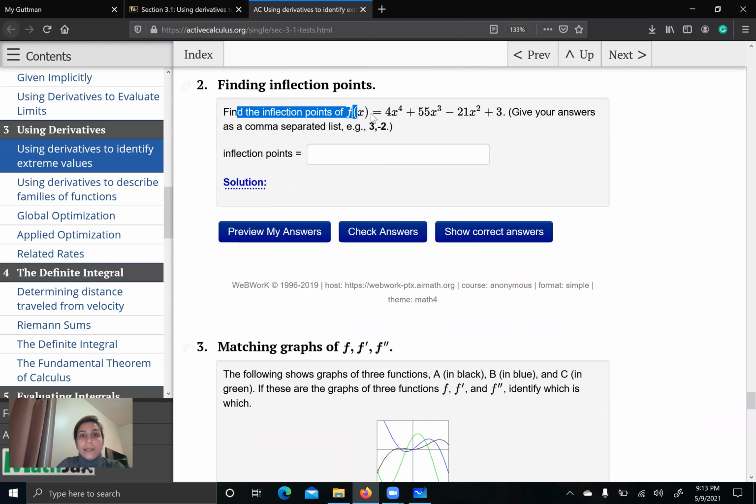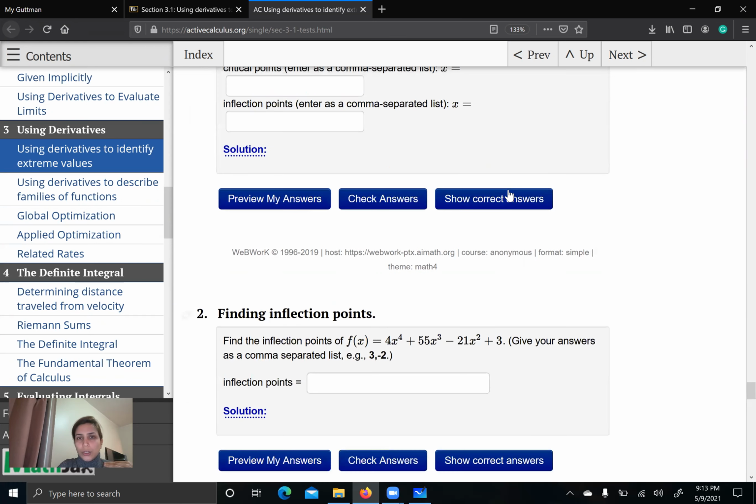So for example, find the inflection point of this. Okay, so that means you need to take the, oh, did I say that the second derivative is 0 at an inflection point? I think I forgot to mention that.